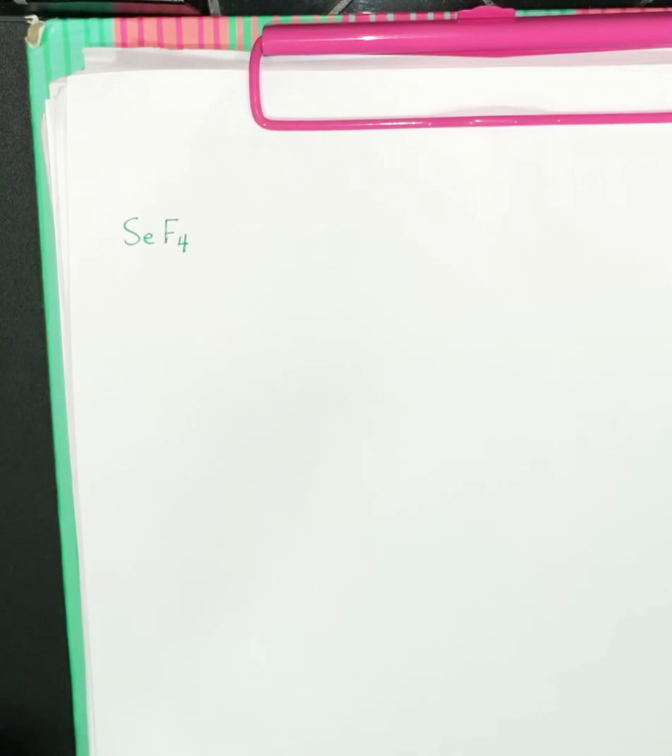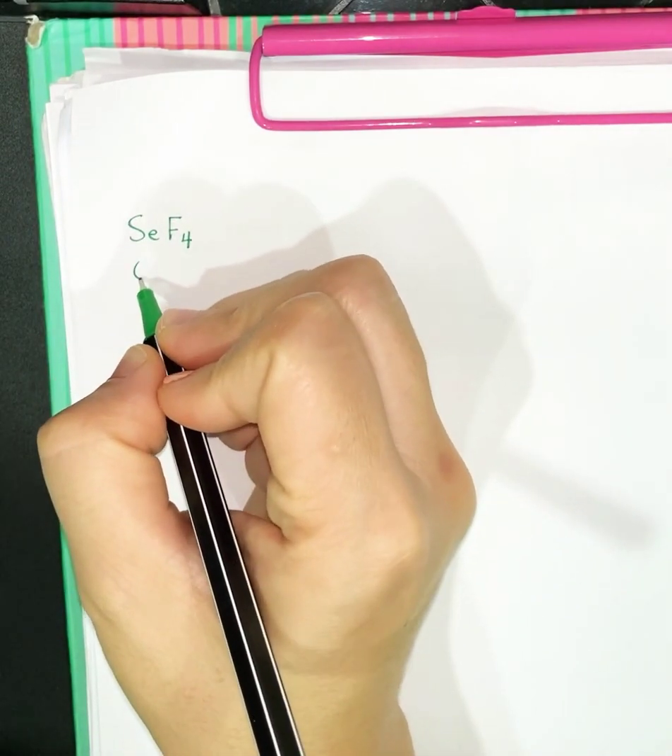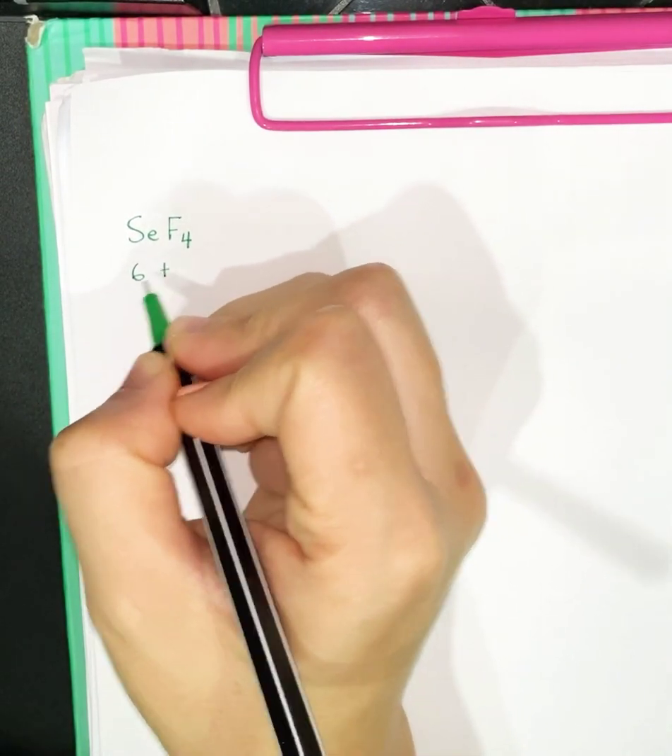So you look at the column, okay? In your periodic table that I gave you, you've got these little Roman numerals at the top. That tells you how many valence electrons are in the valence shell. And so selenium is in group 6, so it has 6 valence electrons. So we'll put 6 plus.